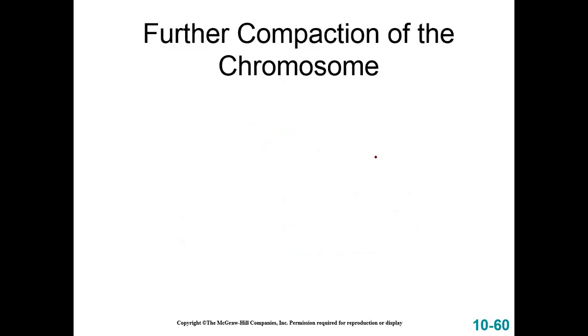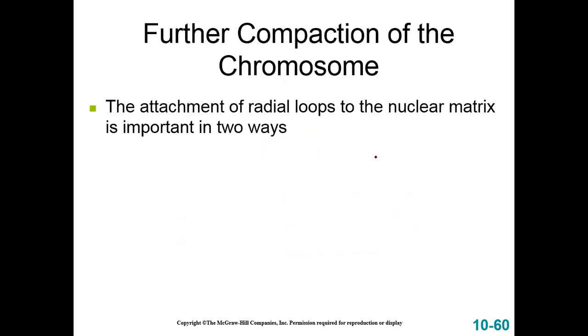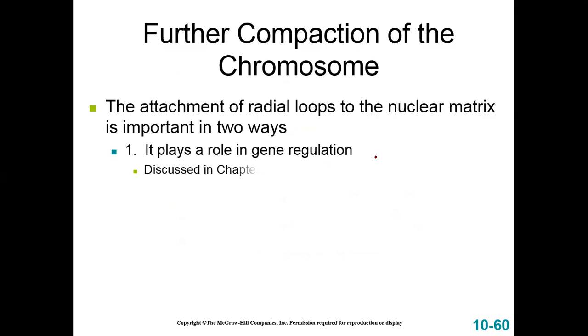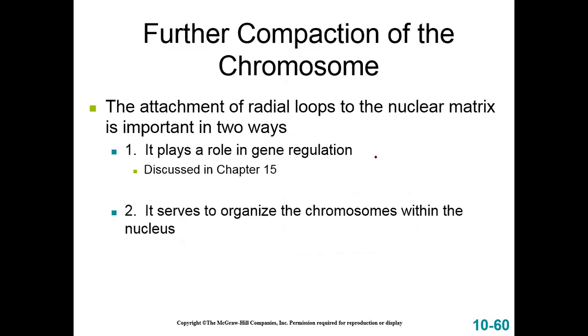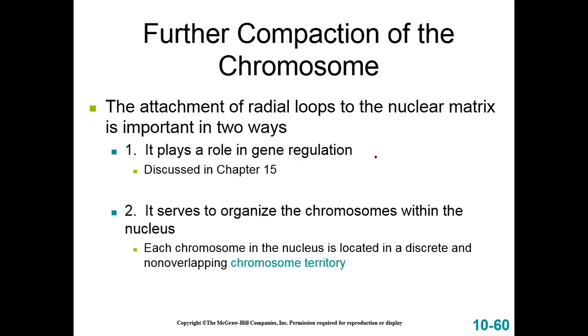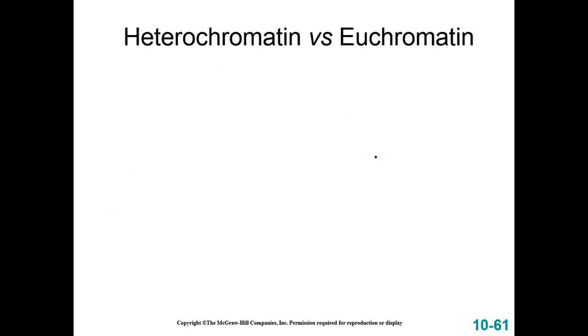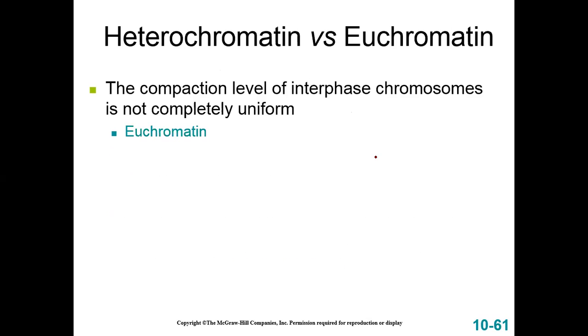Further compaction of the chromosome, the attachment of the radial loops to the nuclear matrix is important in two ways. It plays a role in gene regulation. It serves to organize the chromosome within the nucleus. Each chromosome in the nucleus is located in a discrete and non-overlapping chromosome territory. Here you can see the compaction level of the interphase chromosome is not completely uniform.